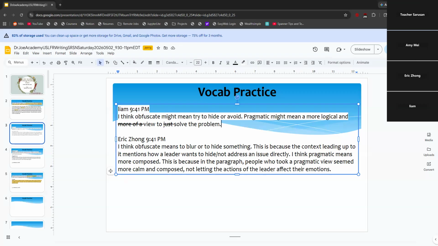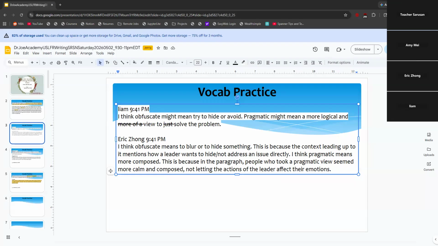Eric, can you read your answer, please? I think obfuscate means to blur or to hide something. This is because the context leading up to it mentions how a leader wants to hide slash not address an issue directly. I think pragmatic means more composed. This is because in the paragraph, people who took a pragmatic view seem more calm and composed, not letting the actions of the leader affect their emotions.